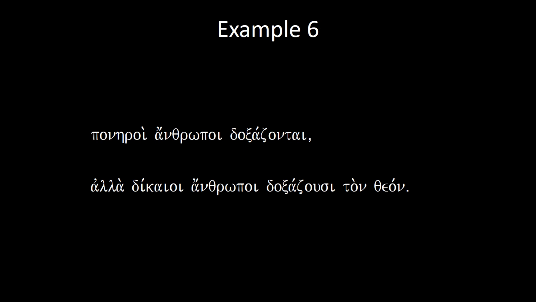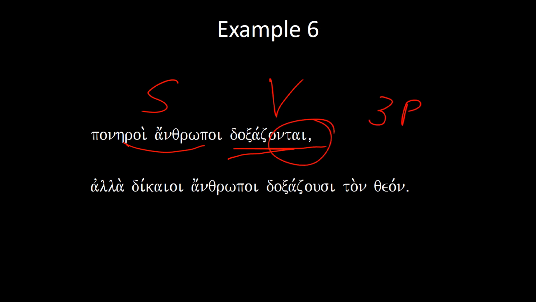What I see is a couple of nominatives here that are going to be the subject, and here's going to be my verb. Doxadzontai. Once again, this is third plural. Third plural, present. I know it's either middle or passive based on form.